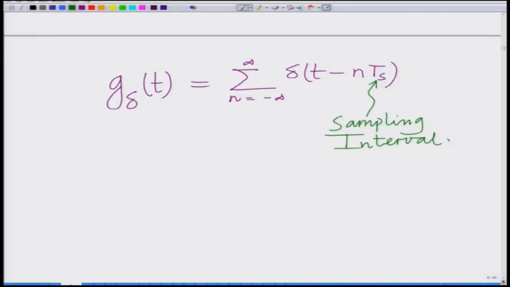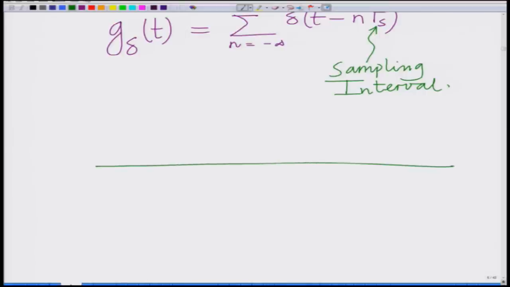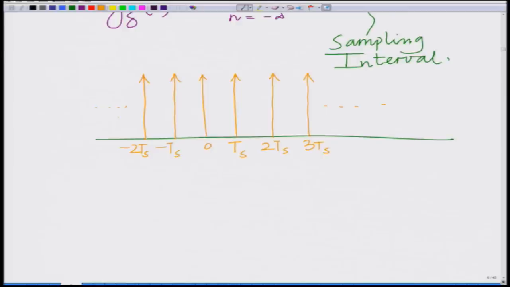Delta is of course the Dirac delta function, and this is our train of impulses at every multiple of t s. So we have an impulse at 0, an impulse at t s, at 2 t s, at 3 t s and so on, and we have an impulse at minus t s, minus 2 t s, etcetera.